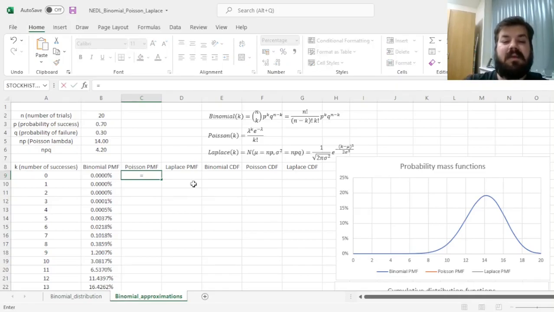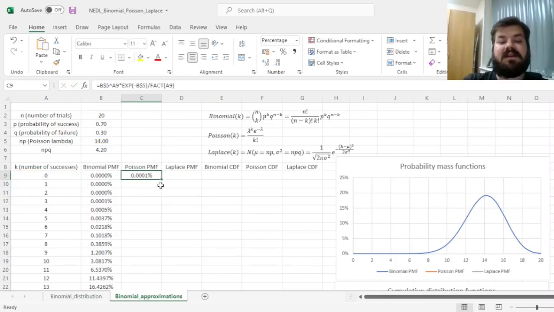So let's implement the Poisson probability mass function. We input lambda and lock the row, raise lambda to the power of k, number of successes, multiplied by the exponent, e to the power of negative lambda, and here lambda needs to be locked as well, and finally divide all of it by the factorial of k.